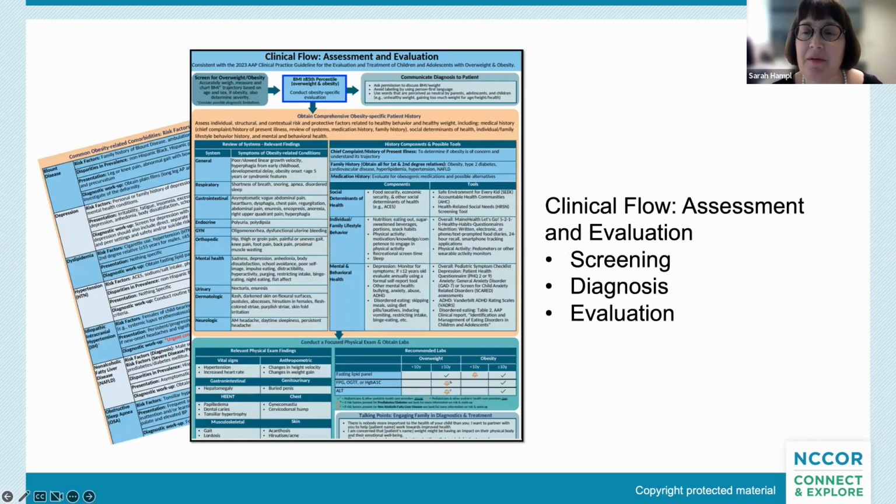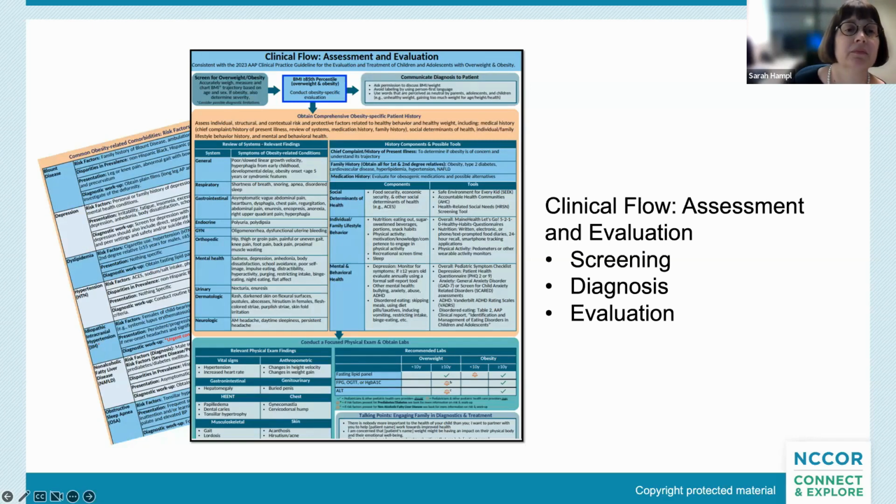These other tools include clinical flow sheets. One is about assessment and evaluation, and the front page of it is as you see. The last page of it, or the back side of it, is there behind, and talks about the different comorbidities, risk factors, disparities in prevalence, presentation, and diagnostic workup for each of the comorbidities.